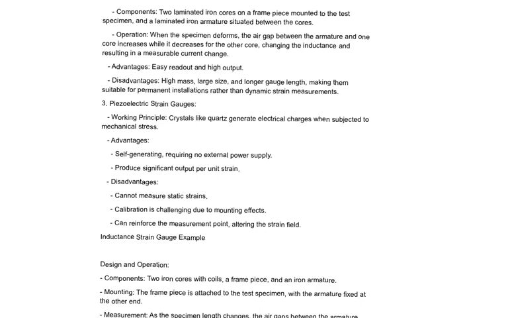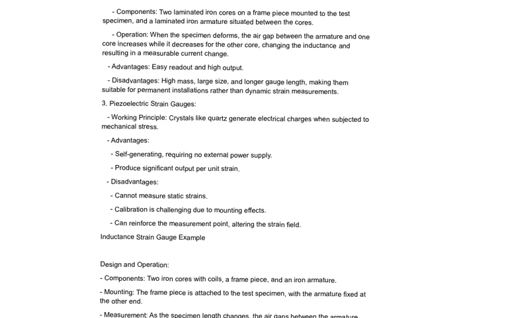I have discussed the two types of strain gauges. You also have a piezoelectric one. There are three types of electrical strain gauges, and the last one is the piezoelectric strain gauge. So before that, let me tell you the three types of strain gauges: resistive strain gauge, inductance strain gauge, and piezoelectric strain gauge.